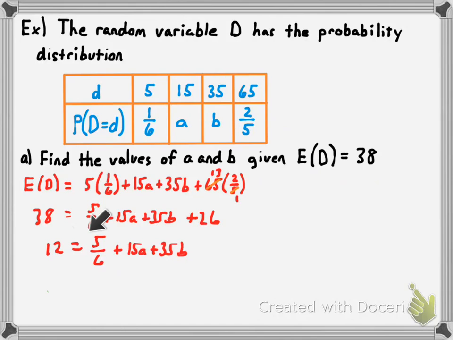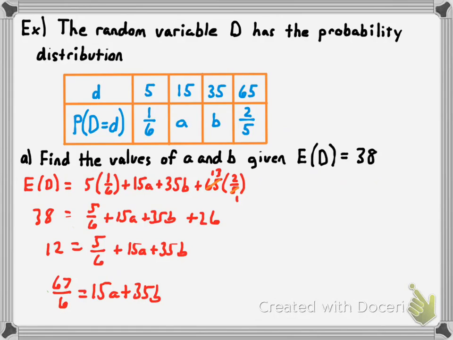And then 12 is the same thing as 72/6. And if we subtract 5/6 from that, we're going to have 67/6 equals 15A plus 35B. All right, now we need another equation if we're going to solve, as we've already determined. And I'm going to come up here and let's think about where our next equation is going to come from.